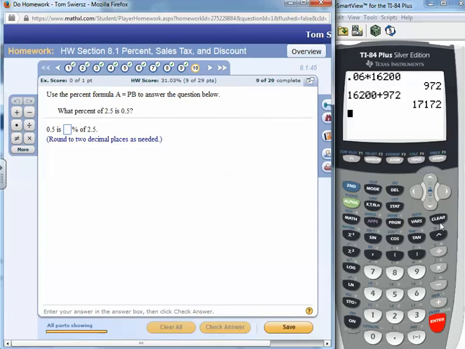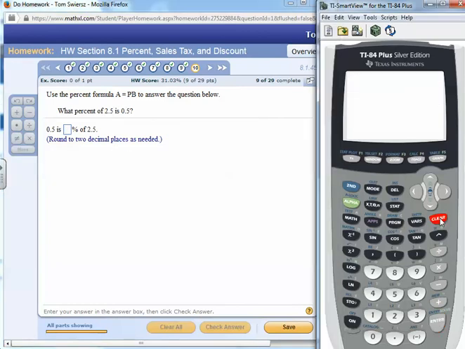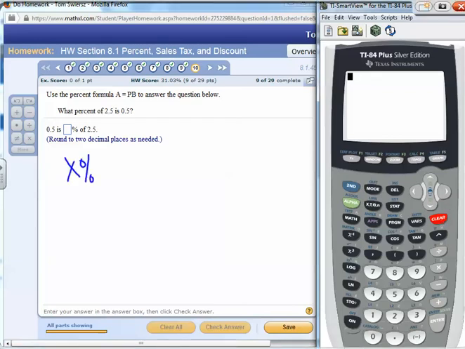All right, let's go ahead and do this one. What percent of 2.5 is 0.5? So what percent? So we're taking X percent of, which means multiply, of 2.5 is equal to 0.5. Okay, so what percent of means multiply of 2.5 equals 0.5?